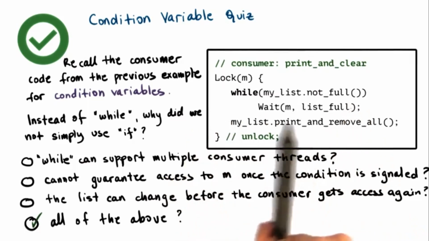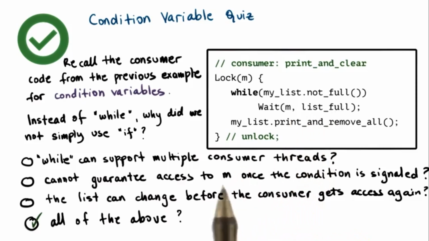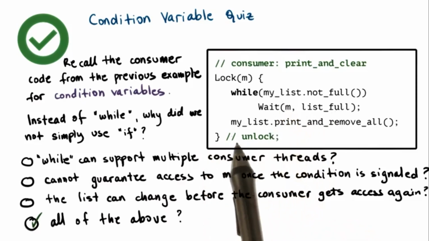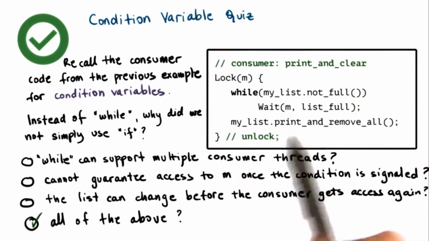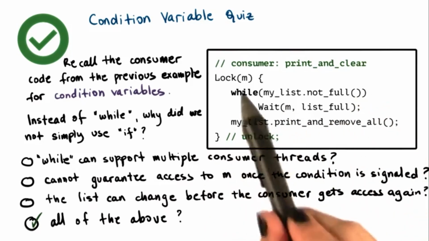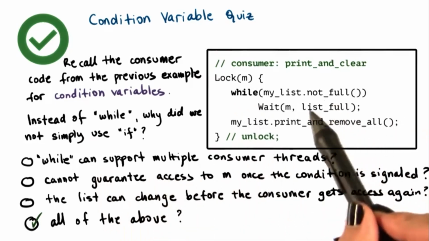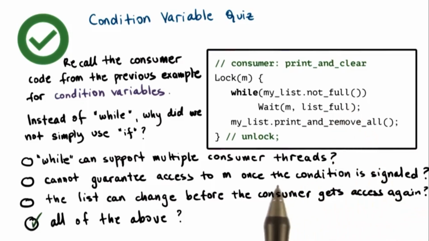So the one consumer that was waiting on the list when the signal or broadcast notification arrived, when it comes out of the wait, the list, its state has already changed. So we need the while in order to deal with situations where there are multiple of these consumer threads, multiple threads that are waiting on the same condition.